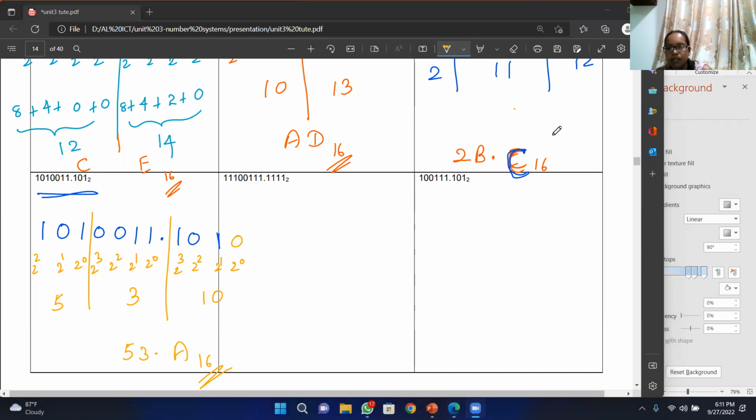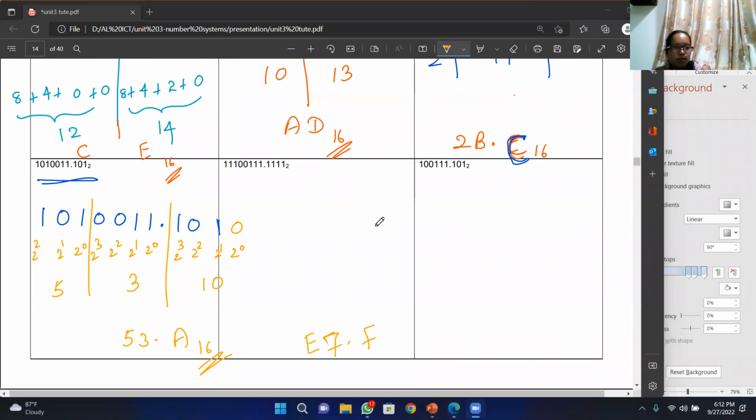E7.F has been taken, I think, for the next one. Yes, teacher. Okay. Someone has done that one. The others, you can do it as homework. This last two, right? Now you know the procedure.